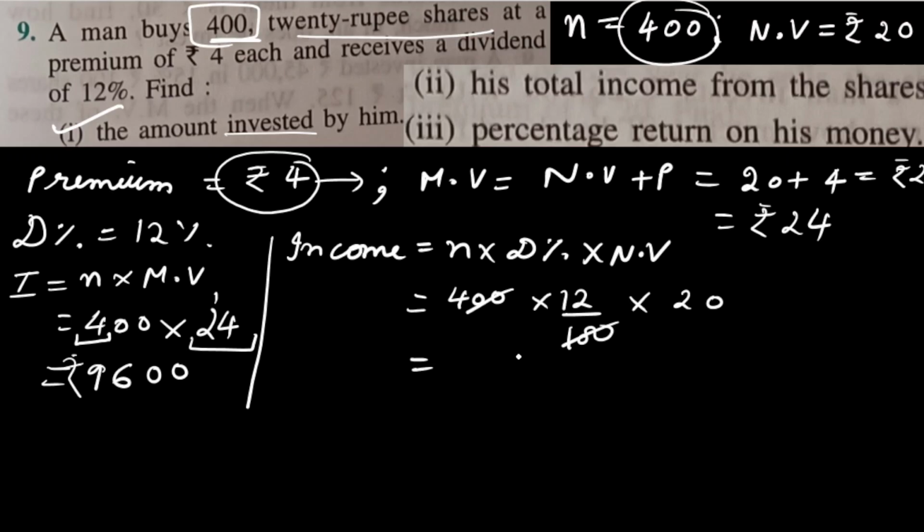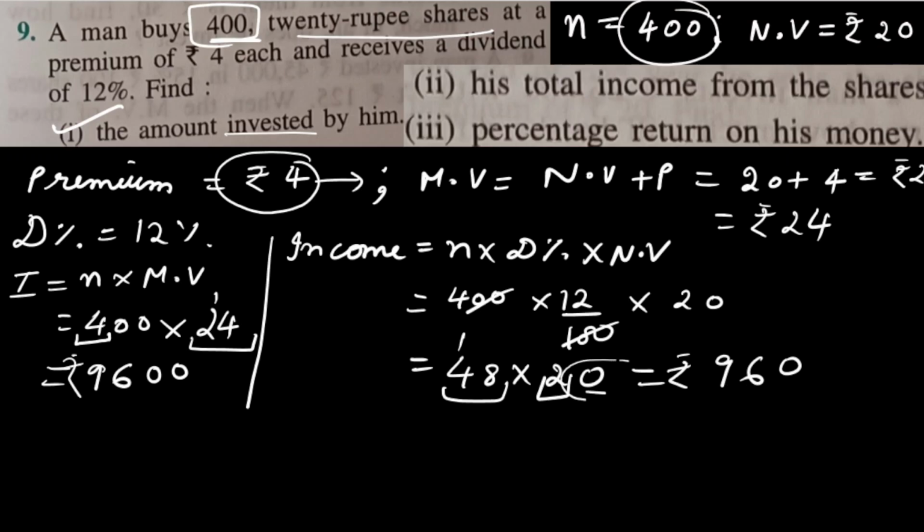4 into 12 is 48. 48 into 20 we have to do. Same thing with 2, we'll multiply 48 and we'll write 0 with the answer. So 2 into 8 is 16. 2 into 4 is 8, plus 1, 9. 960. 1 zero was there, so 48 into 2 is 96, and we wrote the 1 zero with the answer. So total income is equal to 960.